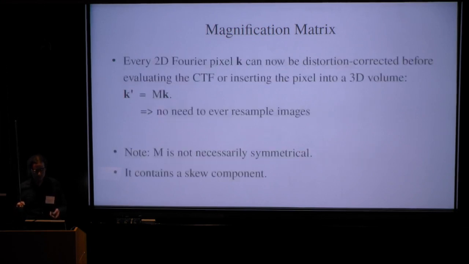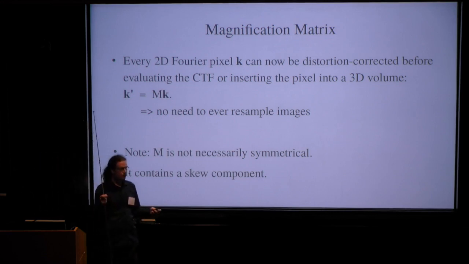And we have this M. RELION is now aware of it, and then there's never any need to resample images as people used to do. RELION just needs to know where to insert a pixel in the 3D volume.